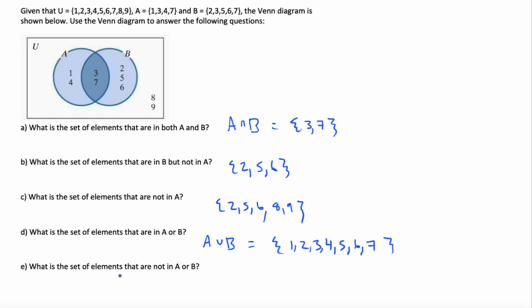What is the set of elements that are not in A or B? Okay, so that would be these guys out here. These are in the universe, but they are not in A or B. So that would be these guys right here, 8 and 9.